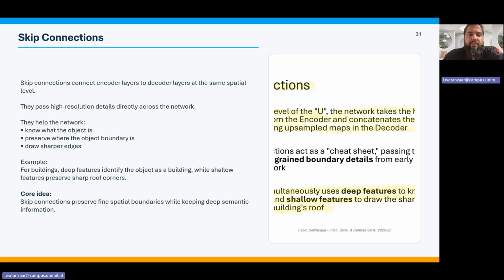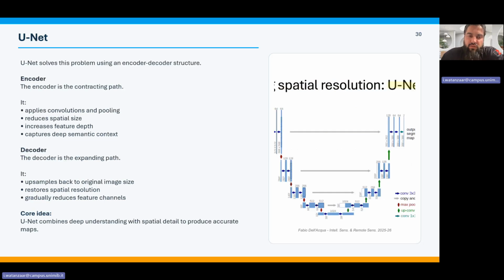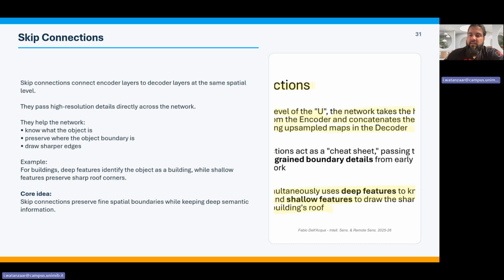Skip connection is a connection between the encoder layers and the decoder layers at the same spatial level, because we reduce the size in the encoder and increase the spatial information back in the decoder. So the skip connection is connecting both at the same spatial levels. They pass high resolution details directly across the network. That's really important. They help the network know what the object is and preserve where the object boundary is. This is really important information we need for spatial analysis. They draw sharper edges, so the edges are sharp and preserve where the object boundary is.